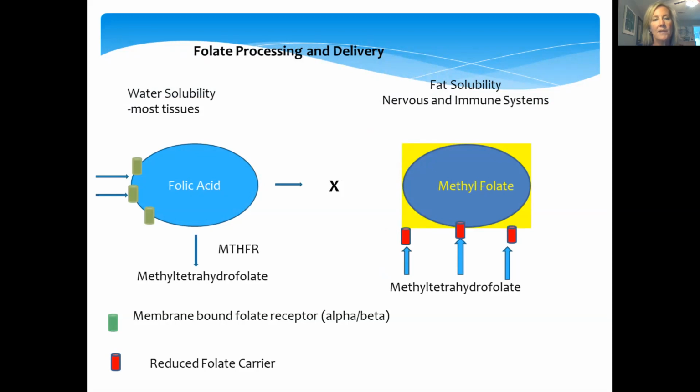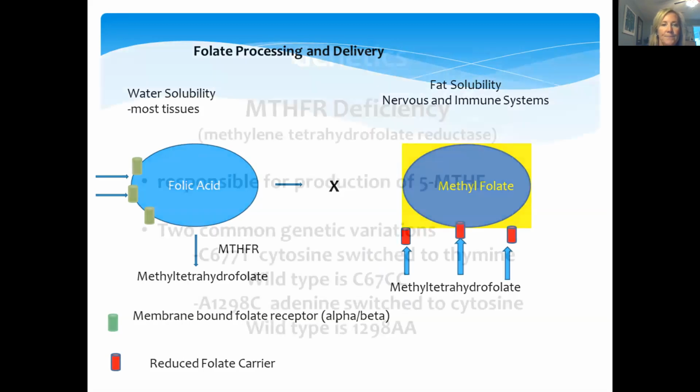Why is that important? It's because folic acid is a water-soluble vitamin. It cannot get into our nervous system and our immune system because they are fat-soluble. That's why when you have a deficiency in the function of MTHFR, you have weaknesses in your immune system and in your nervous system, because you're not getting enough of that vitamin in there. That's the crux of the whole issue, getting that folic acid to turn into methyl tetrahydrofolate, which then becomes fat soluble, and you can get into these systems.